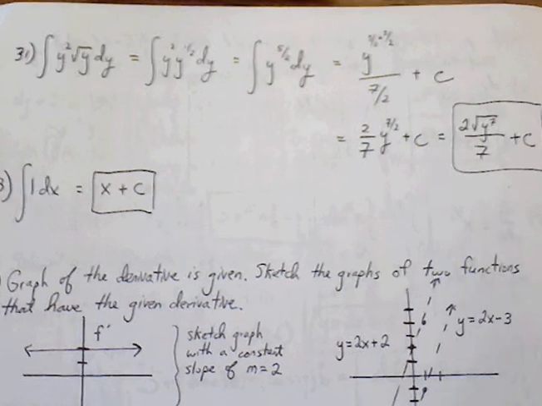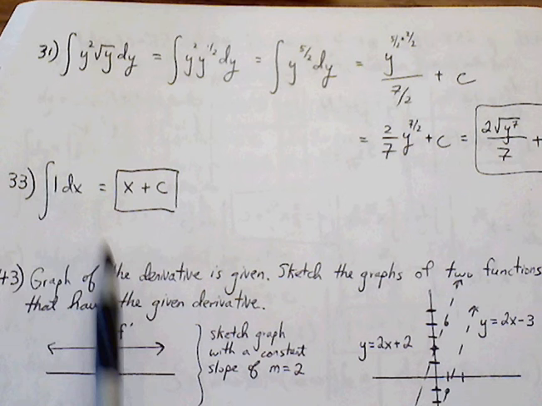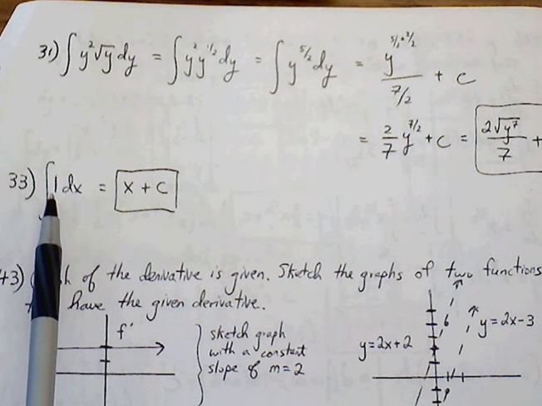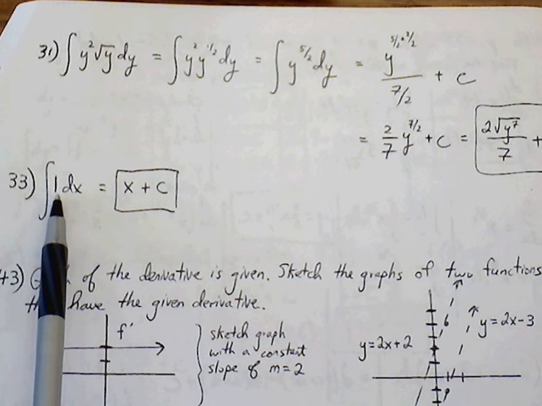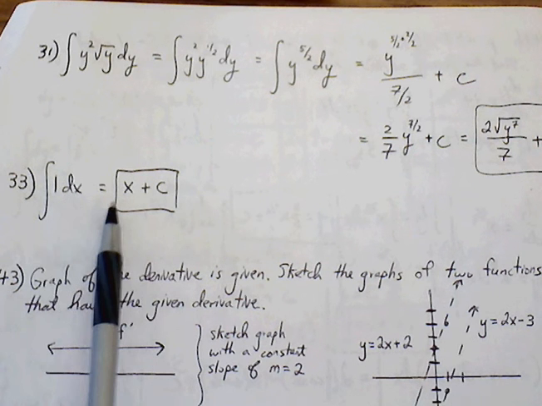Okay. 33, simply we have a constant, and if we have the integral of a constant, then the indefinite integral is simply the constant times x plus c.